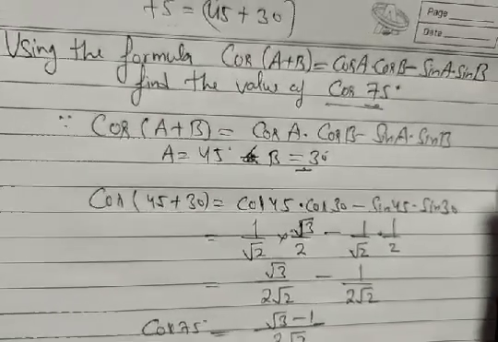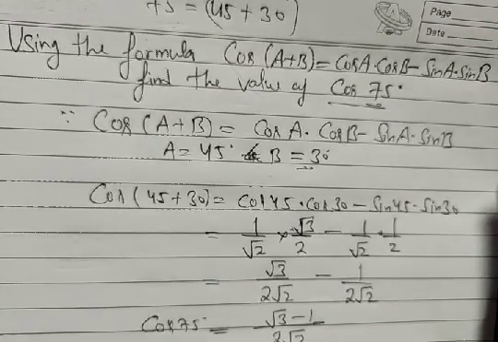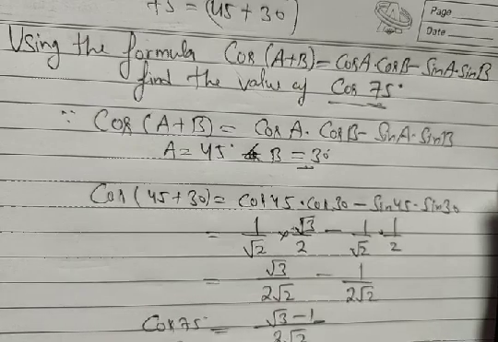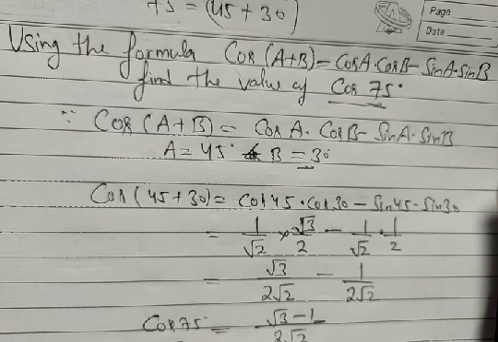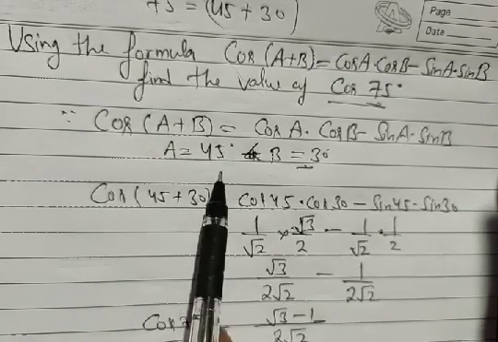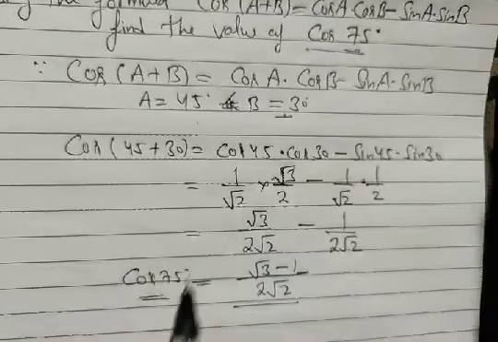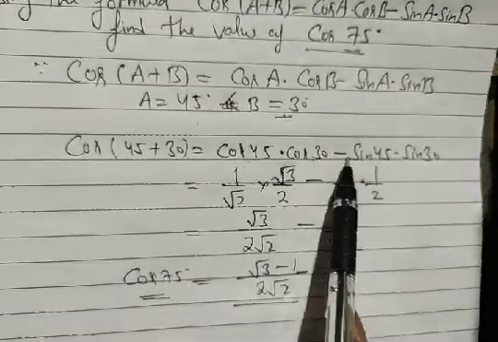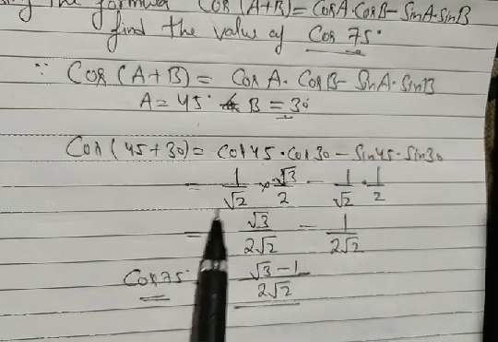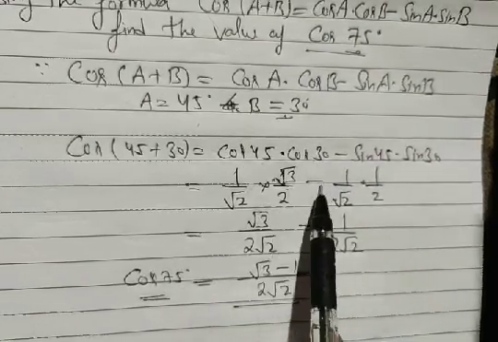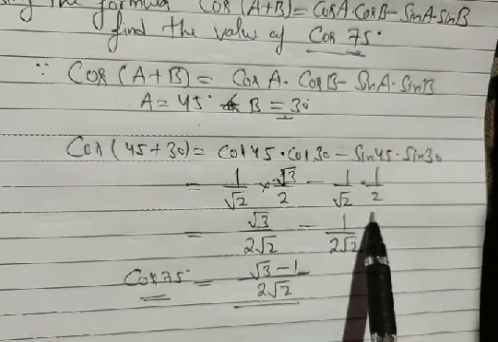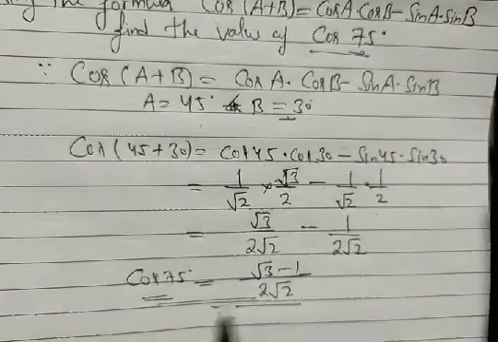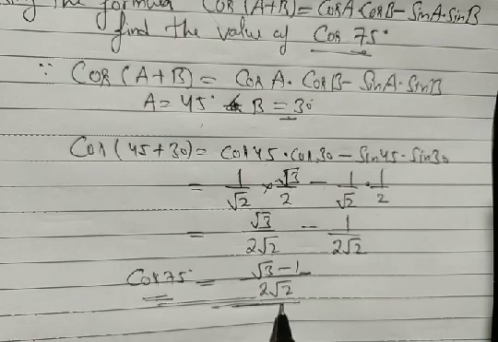I am going to revise it again. We have to find the value of cos 75 using the identity cos A plus B equal to cos A into cos B minus sin A into sin B. To get the value, we take angle A equal to 45 and angle B equal to 30 degree. Putting the values: cos A 45, cos B 30, minus sin A 45, sin 30. Putting the values, 1 by root 2, cos 30 is root 3 by 2, sin 45 is 1 by root 2 and sin 30 is 1 by 2. After solving, we get the value of cos 75 is root 3 minus 1 upon 2 root 2.